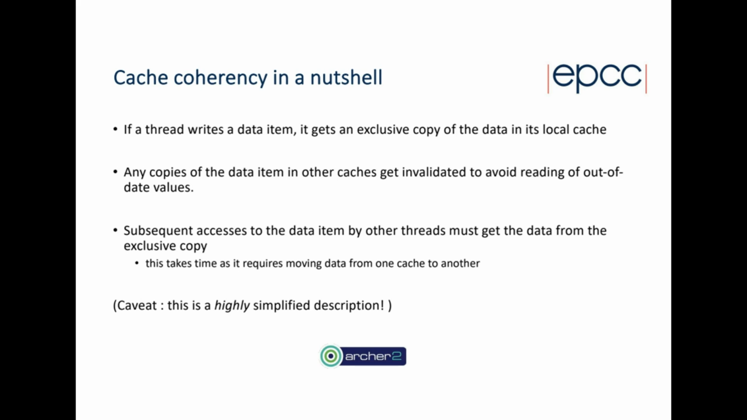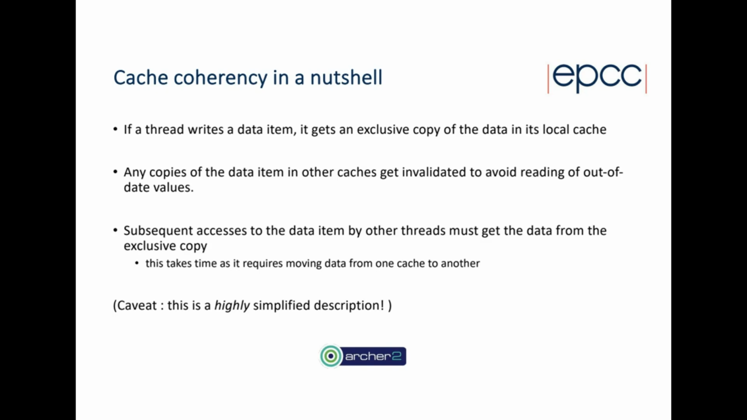And in order to keep everything coherent, when that write happens, any copies of that data item that happen to be also in other caches will get marked as invalid, so that other cores, other threads running on other cores, cannot read out-of-date values. And then subsequent accesses to that data item by other threads must then get that data from wherever the exclusive copy is.